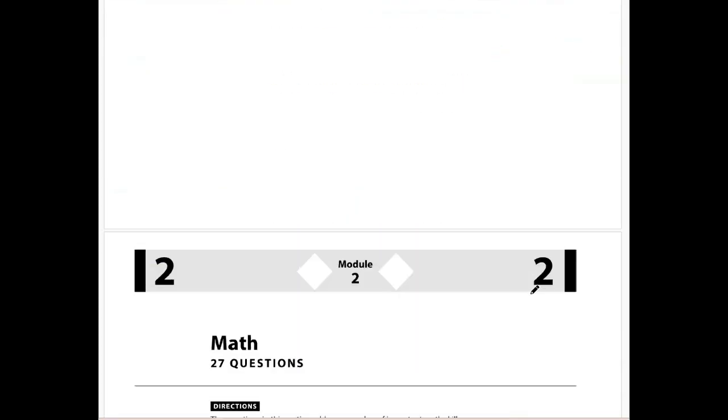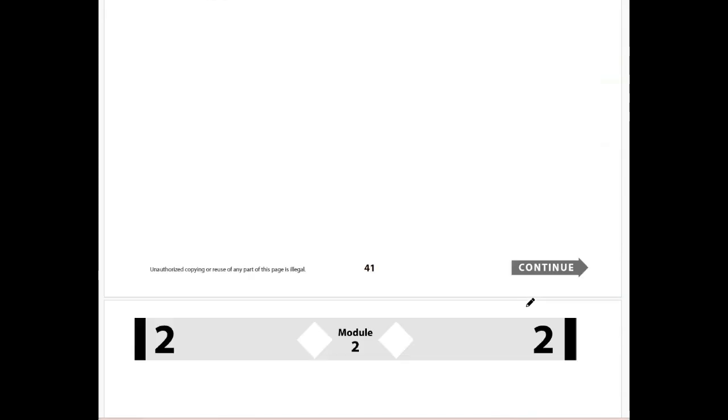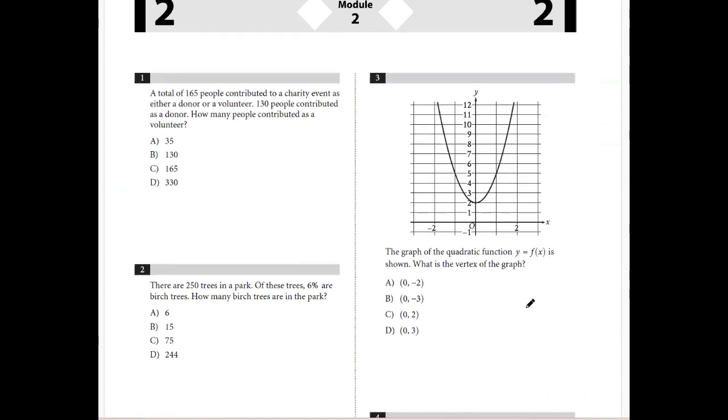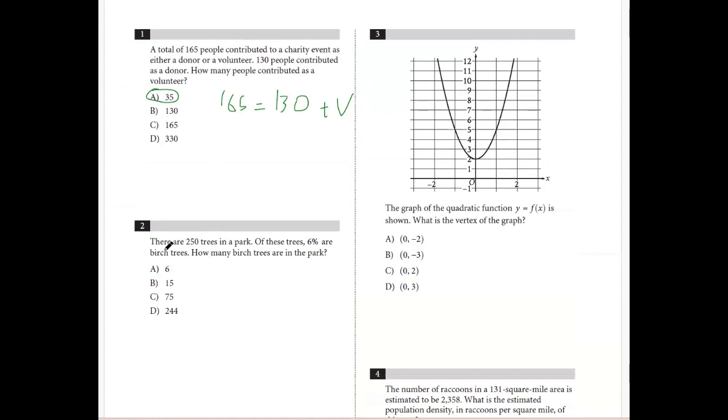Moving on to module 2. Okay. A total of 165 people contributed to a charity event as either a donor or volunteer. 130 people contributed as a donor. How many people contribute as a volunteer? Okay, this is really straightforward. We don't know the number of volunteers here, right? Just solve for V and you get 35. So A.